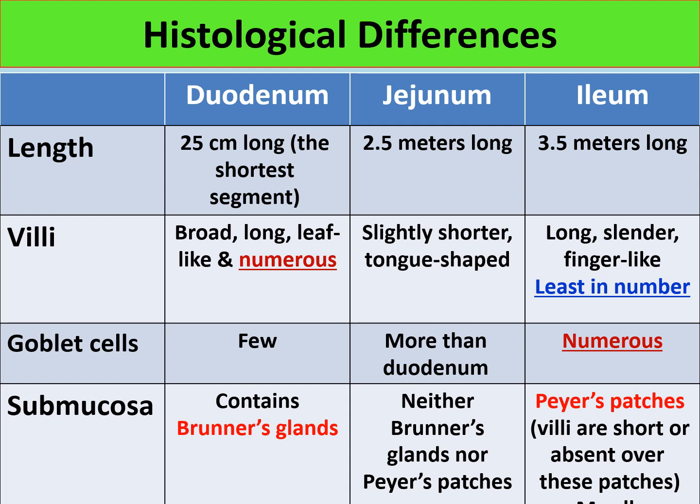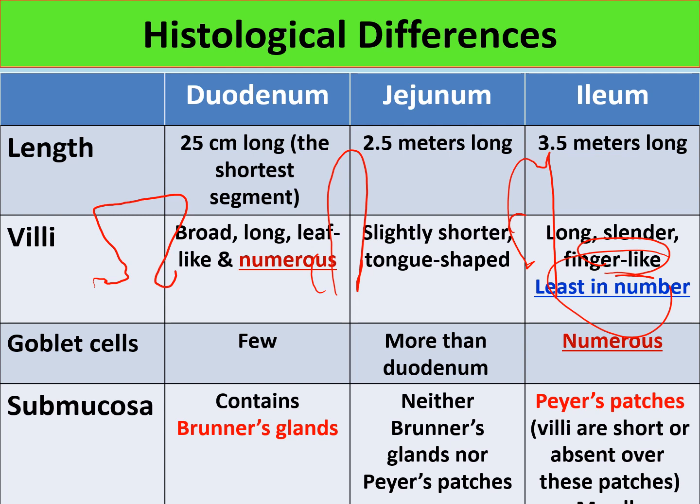We mentioned that all of them have villi and crypts, but the shape of the villus will be different in the three parts. For example, in the duodenum, the villus has a broad, long leaf-like structure, while in the jejunum it will be shorter, tongue-shaped, like a tongue. In the ileum it will be long, cylindrical, finger-like, and least in number due to the presence of Peyer's patches. So when you find a broad, long leaf-like villus, it is duodenum. If it is slightly shorter and like a tongue, it is jejunum. If it is fewer in number, long, slender, finger-like, it is the ileum.